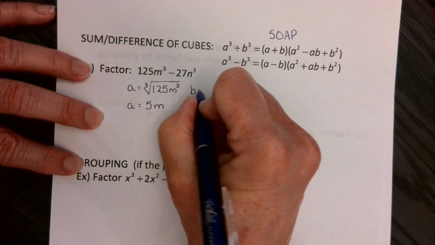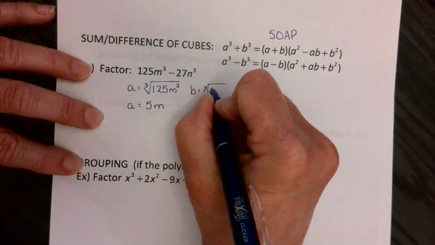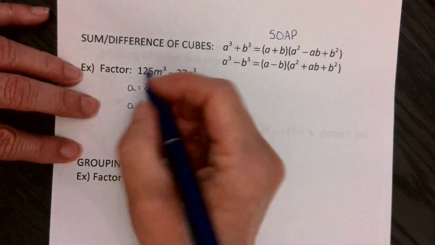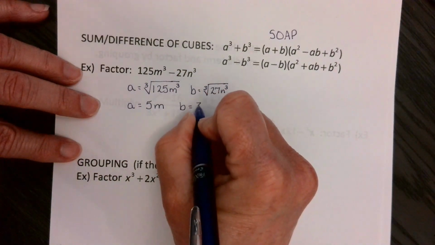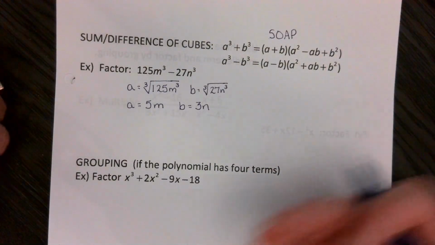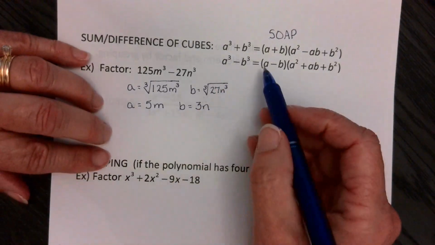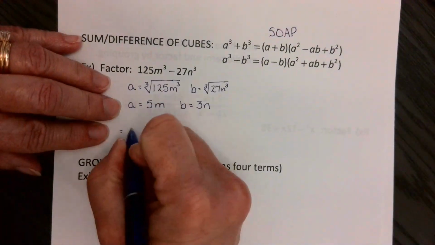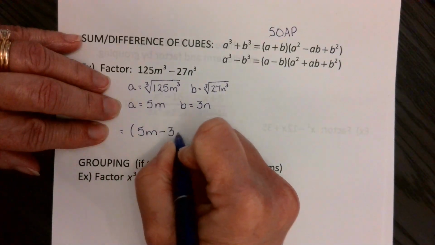You do the same thing with b, okay? So the cube root of 27n cubed, again, I usually don't do this step. So our b equals 3n. All right, so now that we know what a is and we know what b is, we can use our formula. Because this is a minus sign, the first term is a minus b. It's the same sign. So you're going to get 5m minus 3n.